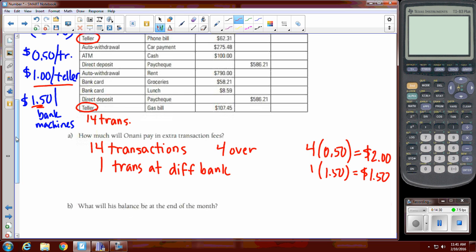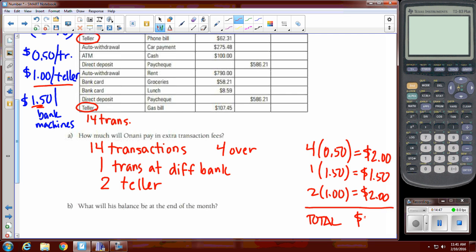So the transaction fees, he has 2 teller fees, and each of the teller fees were $1. So 2 times $1 is $2. So his total just on transaction fees, if we add those up, is $5.50. Now that's just for doing his transactions. That has nothing to do with the bank fees because they might still charge him that $3.90 if he goes under $1,000 in his account.